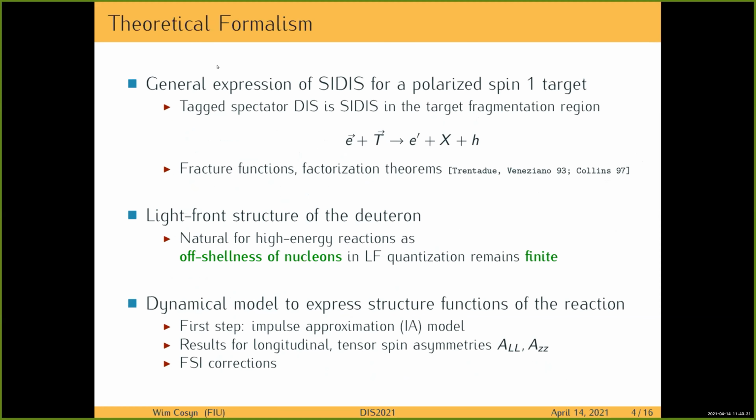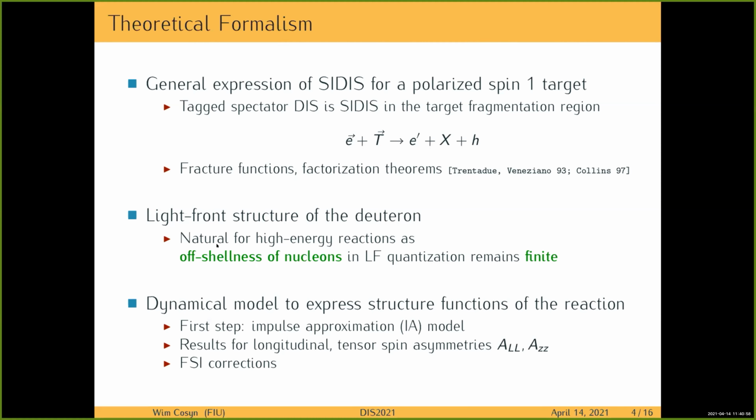All right, as far as theoretical formalism, what do we need? Spectator tagging is a case of SIDIS, so it's SIDIS in the target fragmentation region and for a spin-1 target. I'm going to show you the general structure of this cross section. In the context of QCD, this is described by fracture functions. There are factorization theorems for this in the target fragmentation region, due to Trentadue, Veneziano, and Collins, so this is all on firm, solid basis.